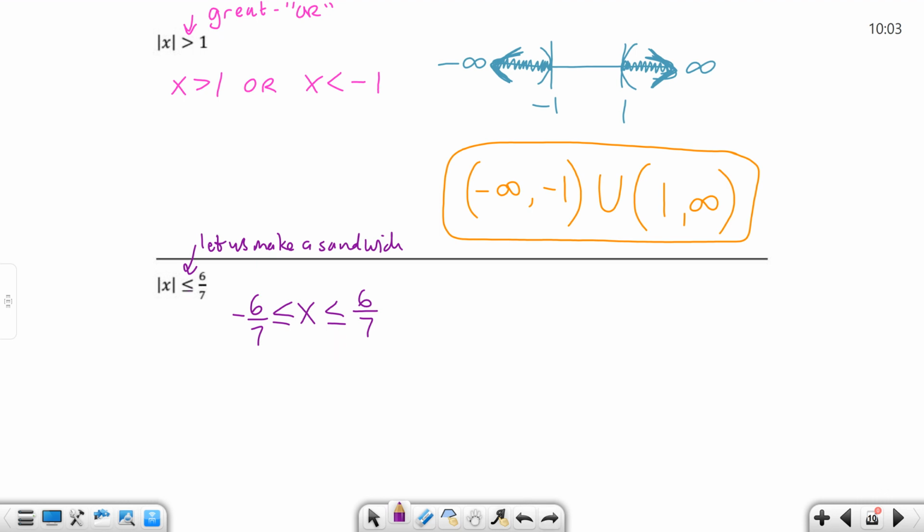Now how do I solve this? Well, guess what? X is already by itself. So I don't need to solve anything. That's my inequality answer right there. So then I need to go from my inequality to my number line.